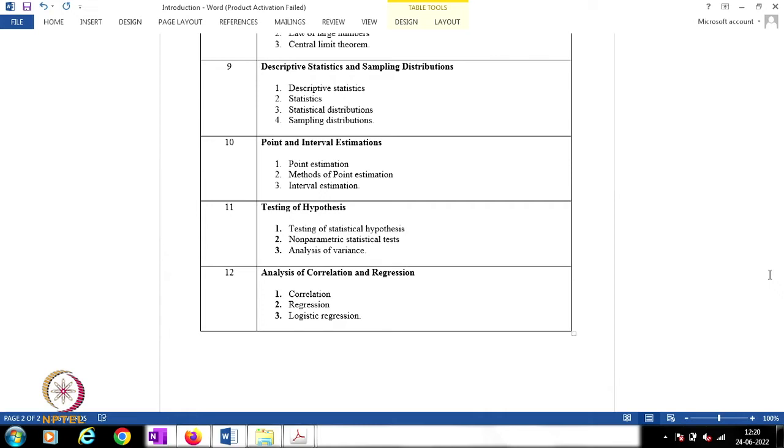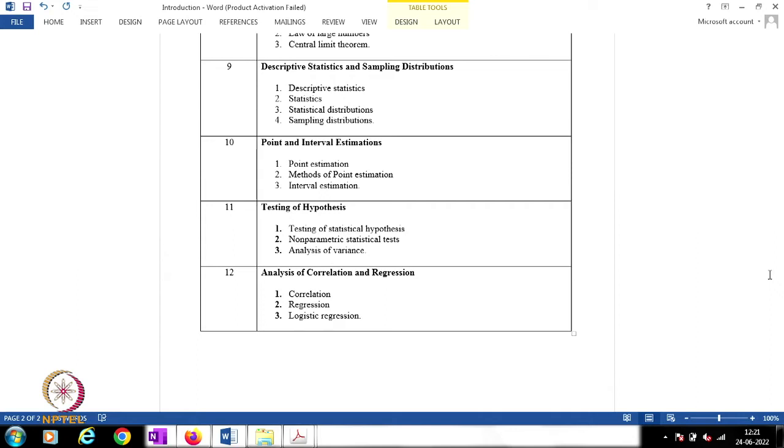And in topic 10, we cover point and interval estimations. Again, point estimation can be a separate topic, but since it is an introductory level statistics course, we combined both point and interval estimations in one topic. So, we introduce the concepts of point and interval estimation with some examples and some real world problems also.